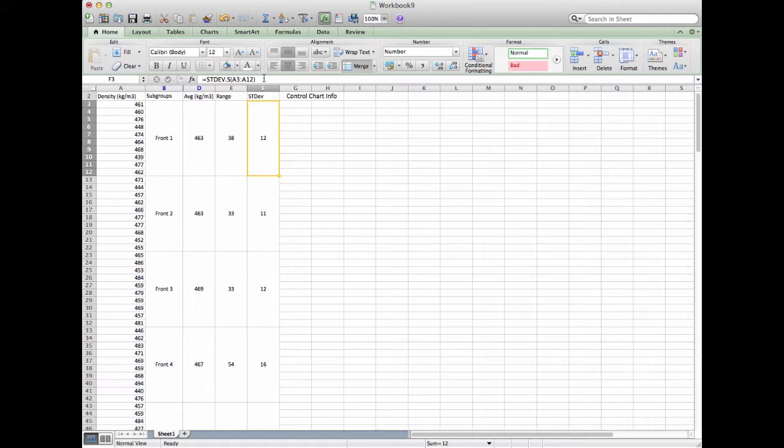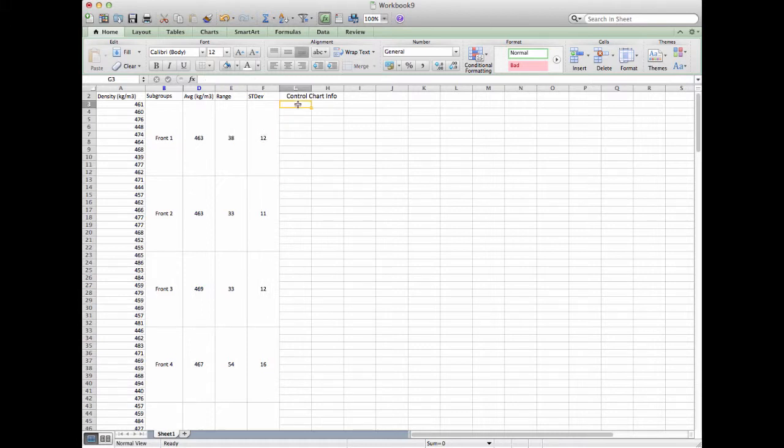I've just used Excel's formula for the standard deviation of a sample. So that's stdev.s, not the .p formula. So that's the simple formula that I've used to calculate the standard deviation of each subgroup.